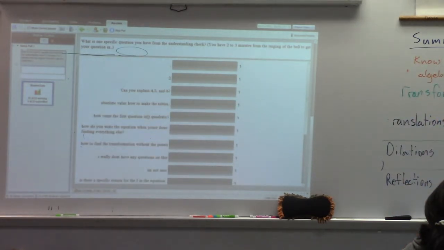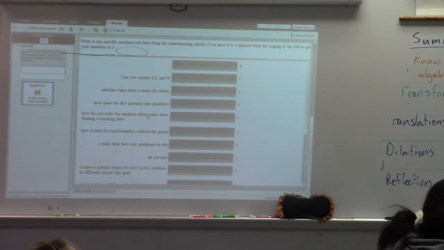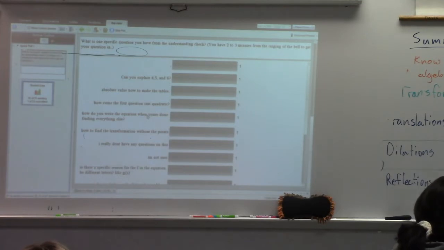How come the first question isn't quadratic? You mean the first table? First set of tables, for whoever that is? I thought it was. Yes, okay. So we'll look at that. How do you write the equation when you're done finding everything else? So we're going to look at some of those things. Is there a specific reason for the f in the equation, for different letters like g of x?